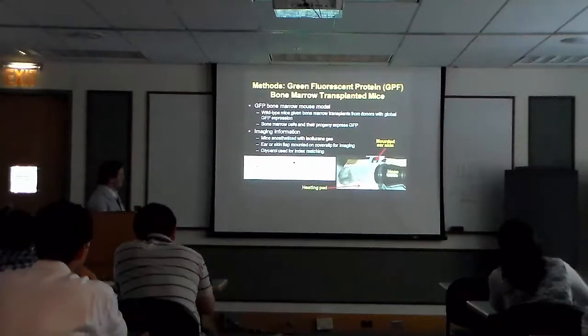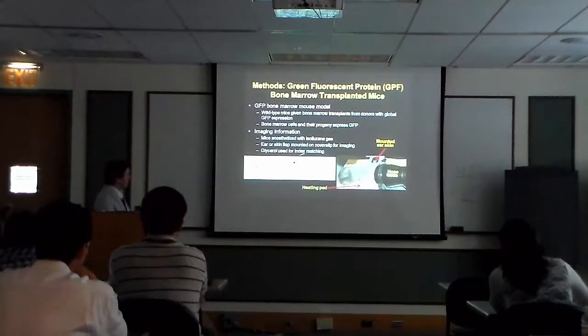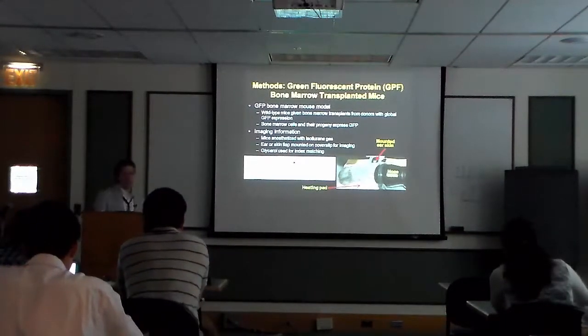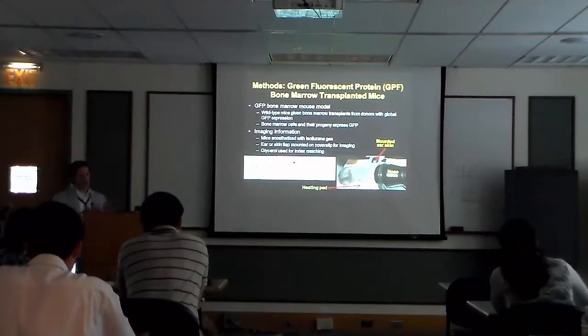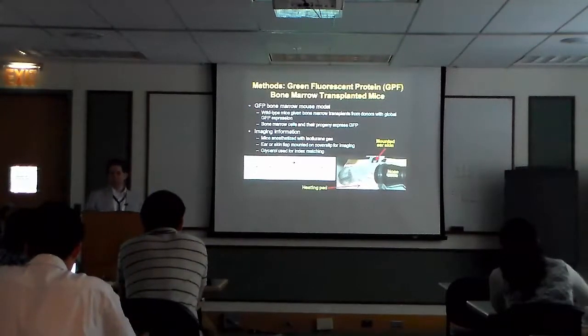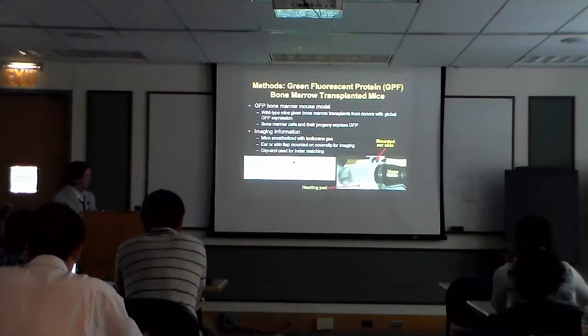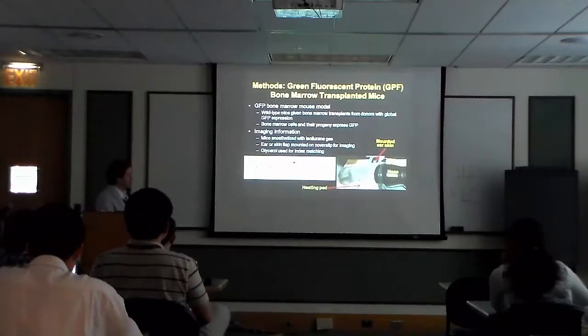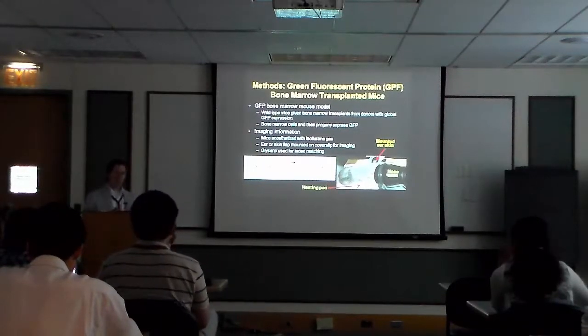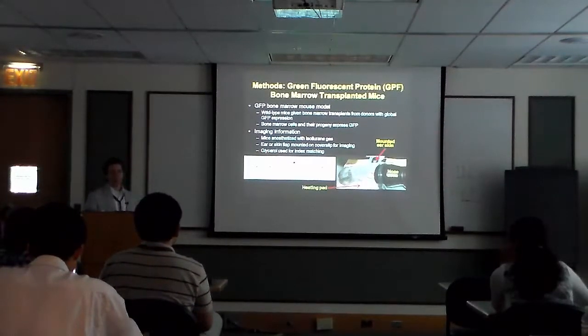And so we do that, and what we then have is a wild type mouse that only has GFP cells coming from the marrow. And if we see GFP cells anywhere else in the animal, we know they came from the marrow. And that could be stem cells, it could be immune cells, it could be hemopoietic cells, but the other advantage is that it gives us a limited cell population to study.